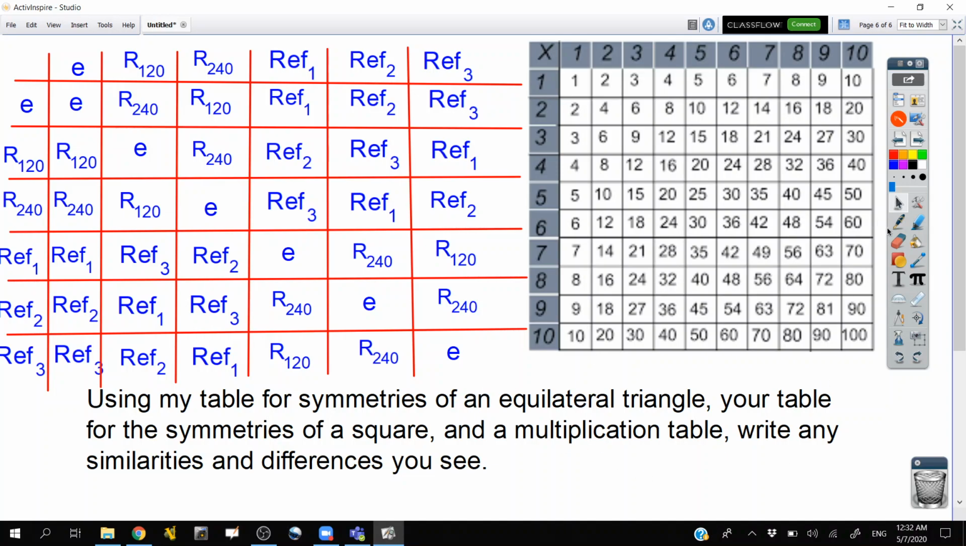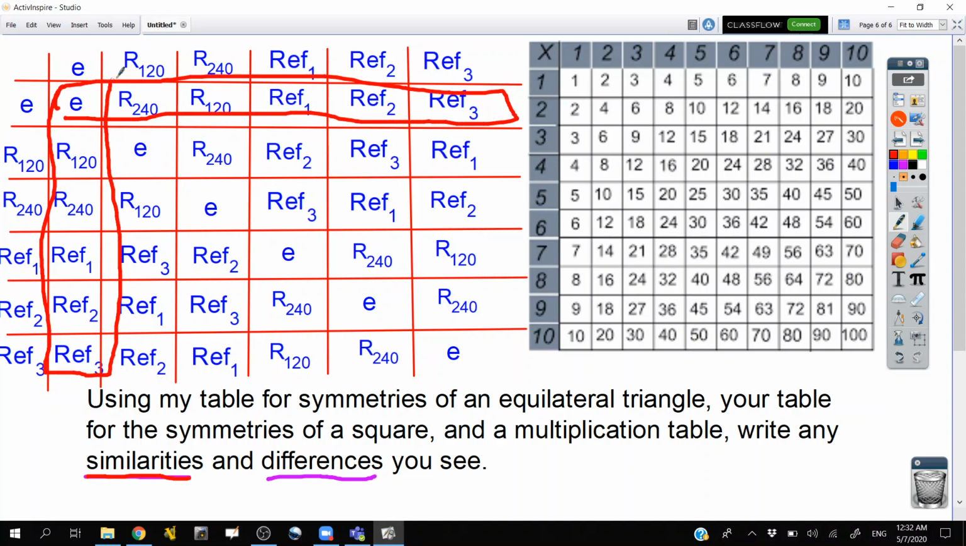I want you to look at these and as a last step, write in any similarities or differences that you see. Personally, I see some considerable similarities here. One, I guess I'll use different colors. One similarity I see is when I look at this row and this column, they do things that are interestingly similar to this row and this column.